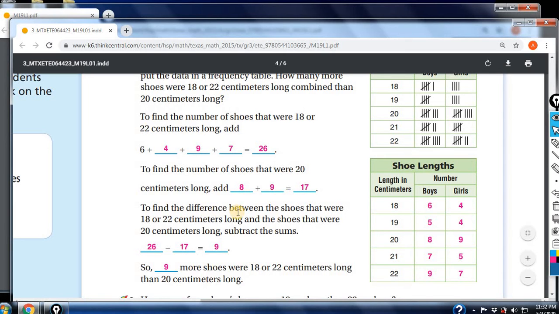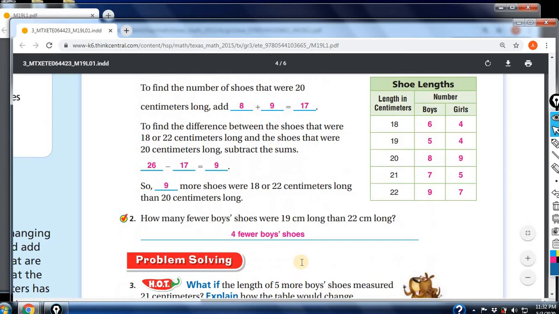To find the difference between the shoes that were 18 or 22 centimeters long and the shoes that were 20 centimeters long, then we just subtract the two sums. 17 minus 26, and that 17 minus 26 equals 9. So 9 more shoes were 18 or 22 centimeters long than 20. So again, we just grab the data from here, get two sums, and then subtract them to get our answer.